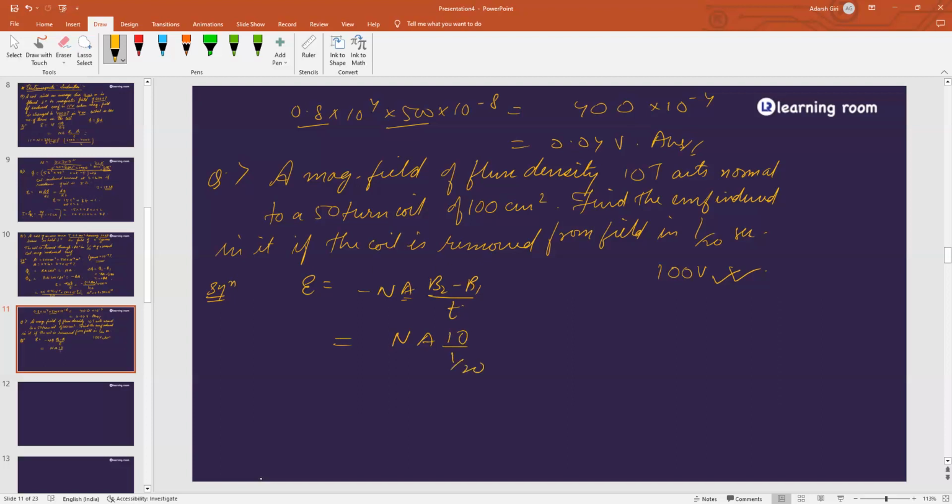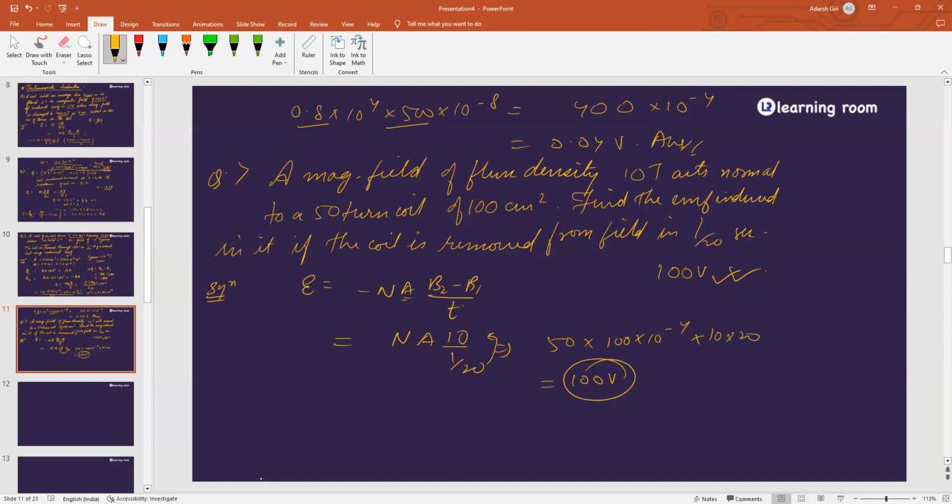T is 1 by 20. N is given, that is 50 turns. Area is 100 into 10 to the power minus 4, into 10 into 20. This 20 comes up. If you solve this, you'll get 100 volts. Right? Did everyone get it?